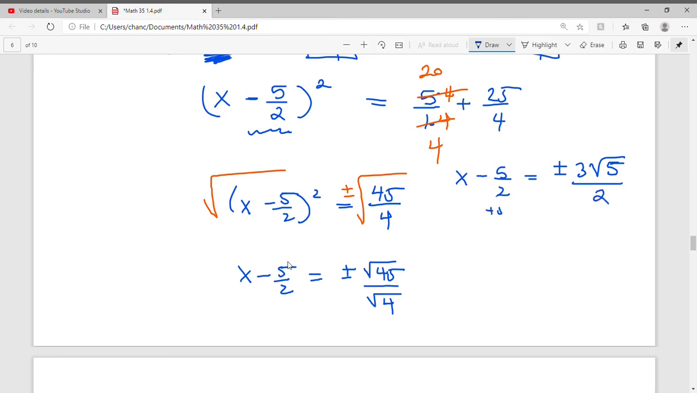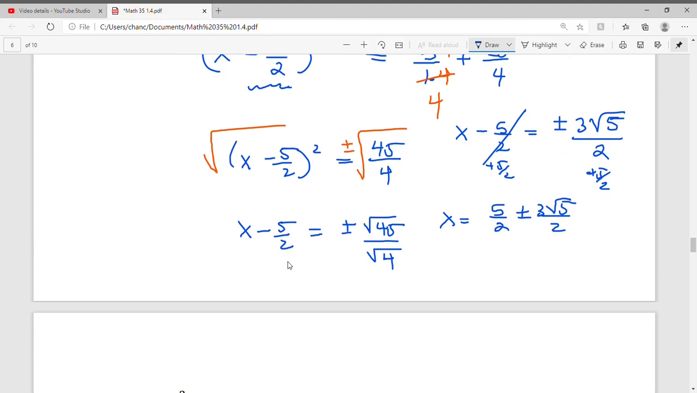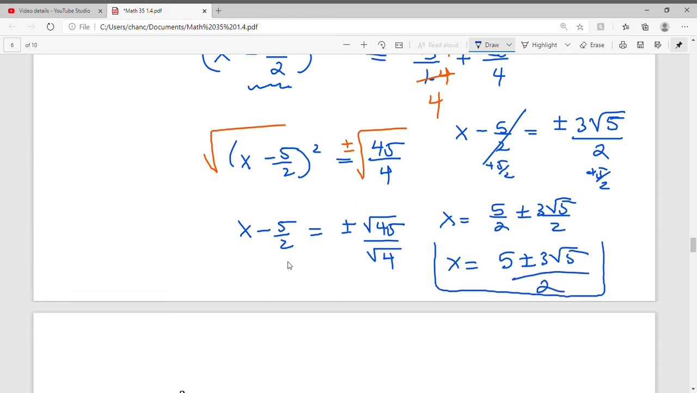Now I can add 5 over 2 to both sides. And I have x equals 5 over 2 plus or minus 3 root 5 over 2. It's still not done. We have to get the numerators added up. So this is x equals 5 plus or minus 3 root 5 all over 2. Now we're finally done. So this is a lot more difficult, all because that middle term was odd.